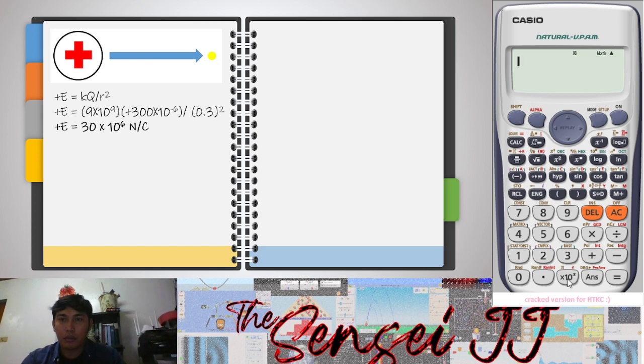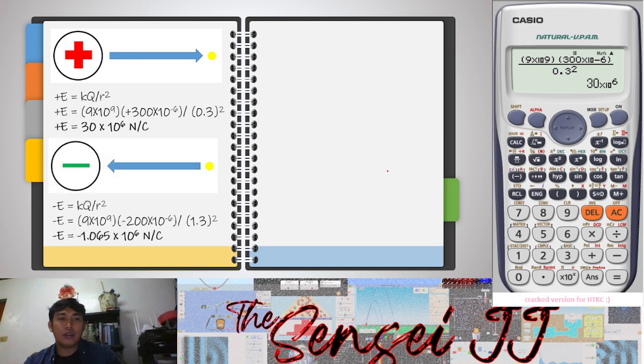Okay, so 9 times 10 raised to negative 9 multiplied by our positive 300 times 10 raised to negative 6, all over 0.3 squared. So we will be having 30 times 10 raised to 6 Newton per Coulomb.